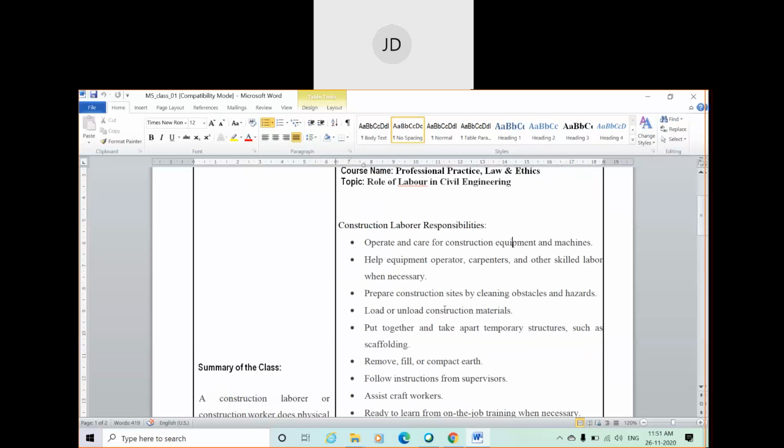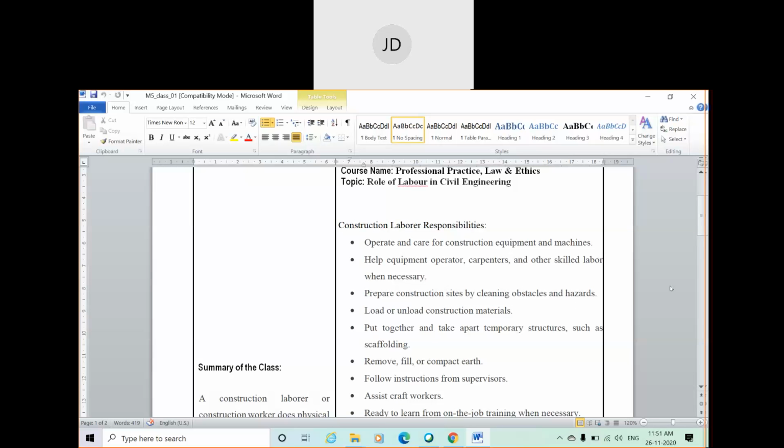Then they have to prepare the construction site by clearing obstacles and hazards. This is basic general work they have to go through. Cleaning the site, and if some temporary structures are there which are not important, then they must be cleaned out from the site.